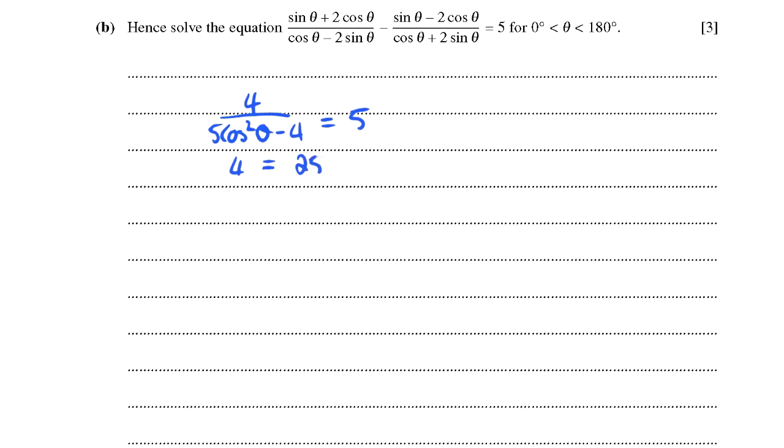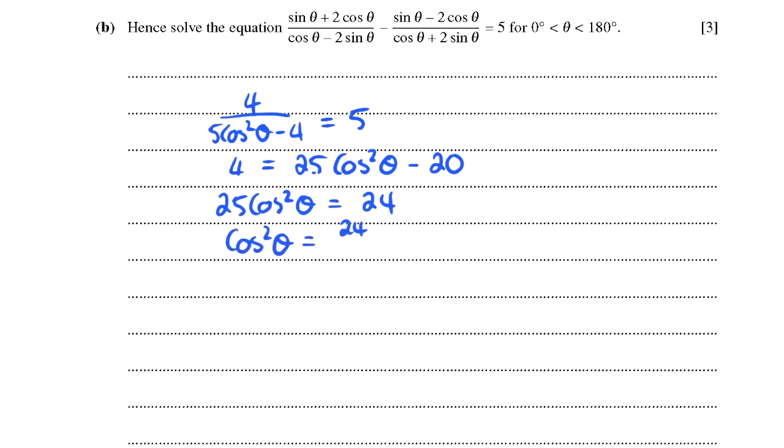5 5s, we have 25 cos squared theta minus 20. Okay, take the 20 over and we'll get 25 cos squared theta is 24. And so cos squared theta is 24 on 25, and cos theta is the square root of 24 on 25. Don't forget your plus or minus. So there's going to be 2 answers there.